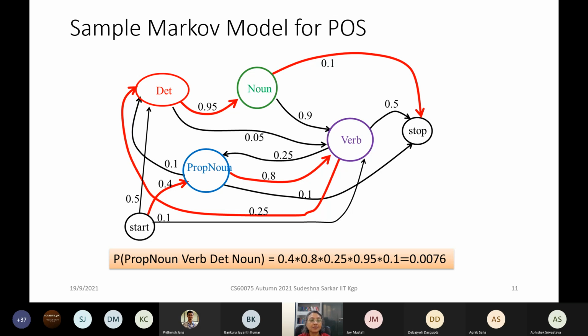We find out what is the probability that proper noun comes in the beginning of the sentence. This happens to be 0.4 here. Then we find out the transition probability from proper noun to verb, which happens to be 0.8. Then the transition probability from verb to determiner, which happens to be 0.25, times the transition probability from determiner to noun, which is here 0.95, and then the probability from noun to the end of the sentence, which happens to be 0.1. So multiplying this, we get the likelihood of this tag sequence.